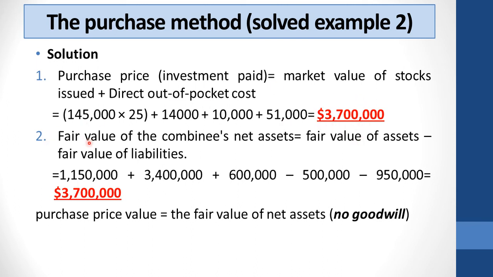Number 2, let's calculate the fair value of the combinee's net assets, as there is a given balance sheet. I'm going to subtract the total fair value of liabilities from the total fair value of assets. The result will be 3,700,000, exactly like the purchase price. In this case, we say that there is no goodwill. When the purchase price equals the fair value of net assets, this is the case of no goodwill.